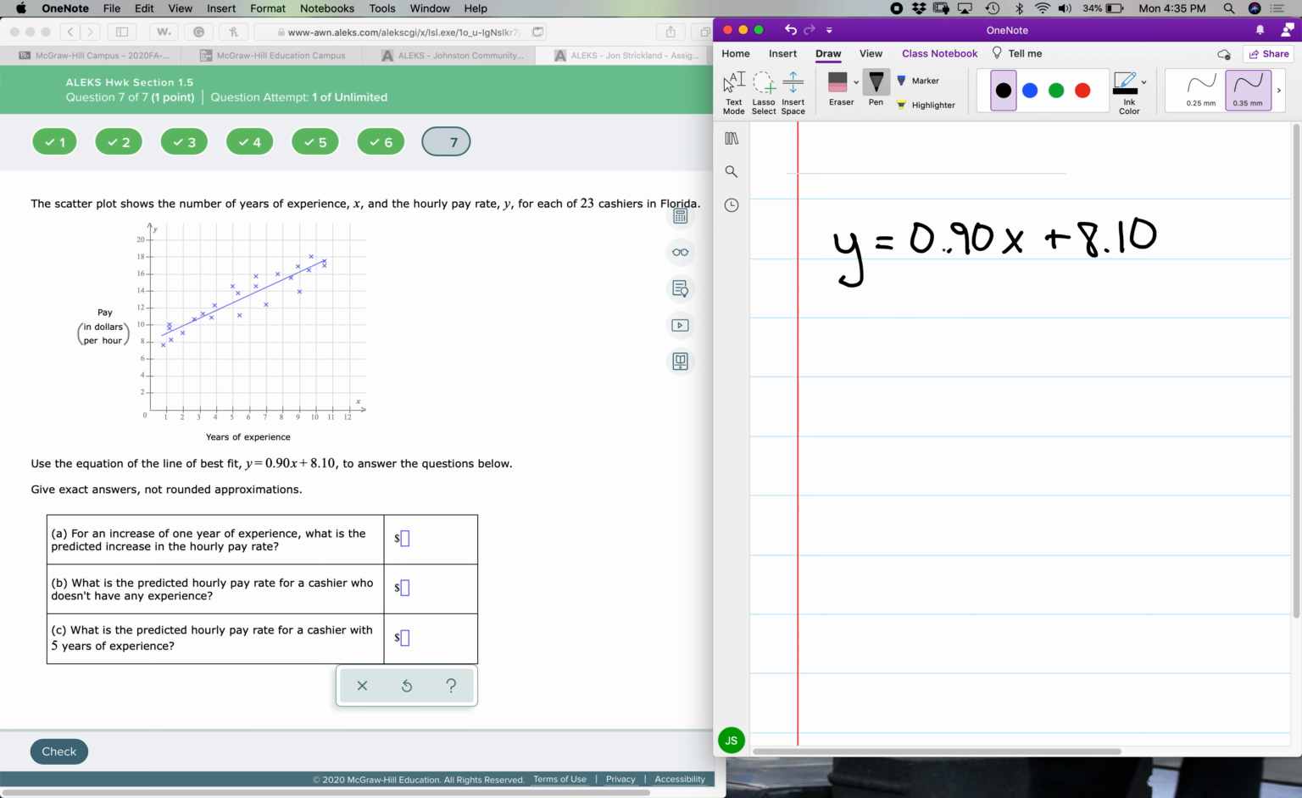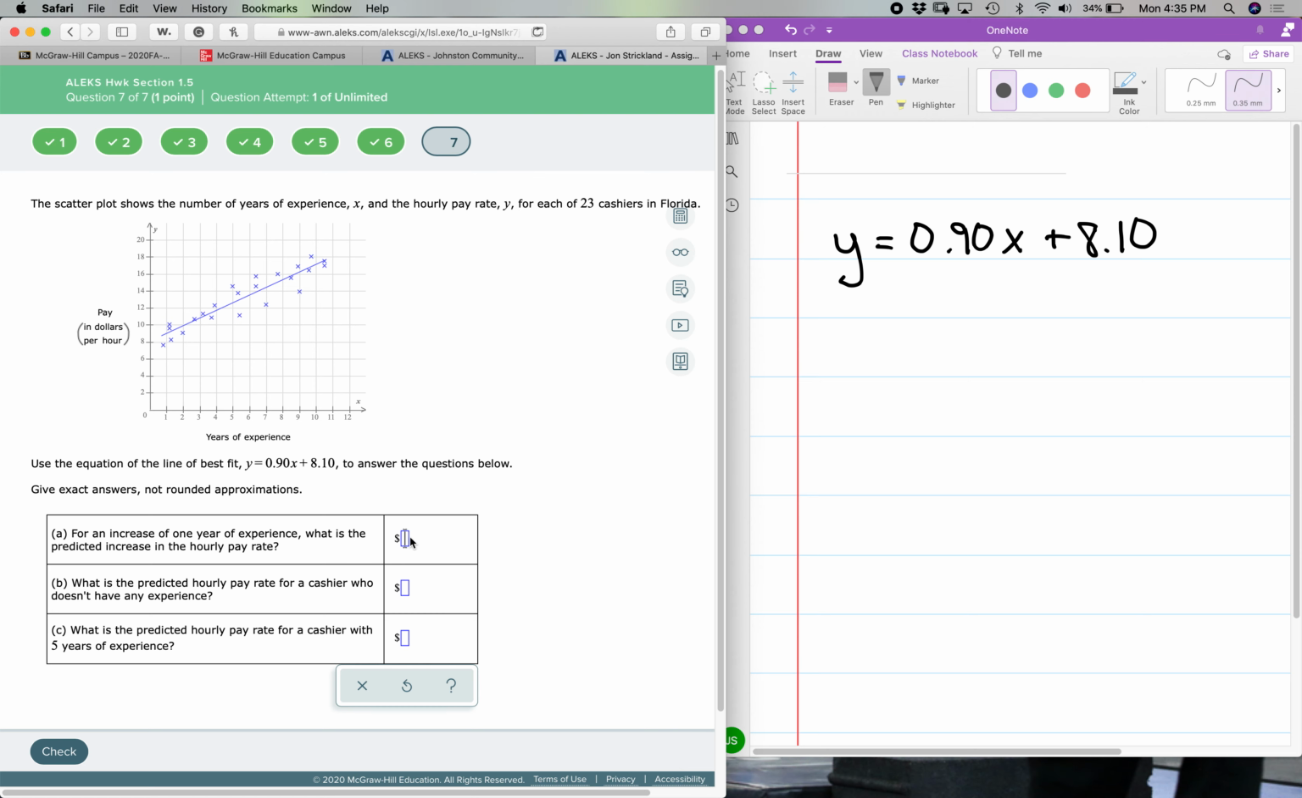Look at it this way. If someone is starting out, on day one, the hourly pay rate would be $8.10. Then with 1 year of experience, you have a 90-cent jump, going to $9. For the second year, you have $9.90. So the predicted increase is $0.90. For the predicted hourly rate for a cashier who doesn't have any experience, if x is 0, we have $8.10. Now it's asking, what is the predicted hourly pay rate for a cashier with 5 years of experience?